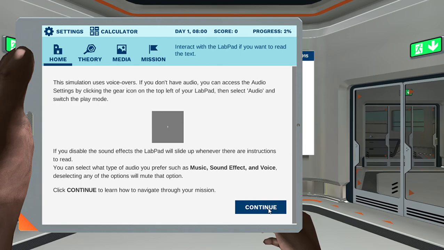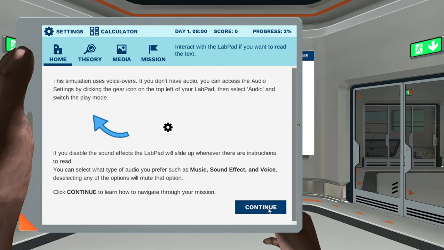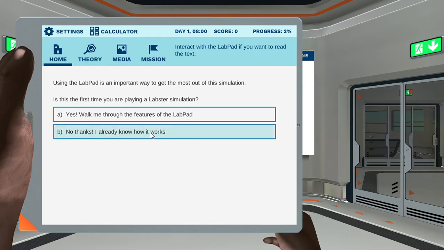This simulation uses voiceovers. If you don't have audio, you can access the audio settings by clicking the gear icon on the top left of your lab pad. Then select Audio and switch the audio on. Using the lab pad is perfect.